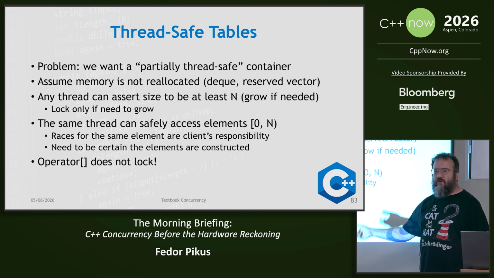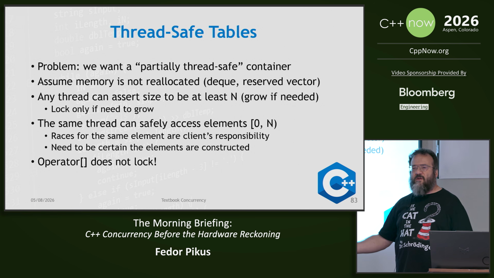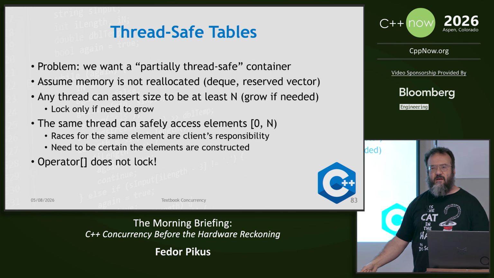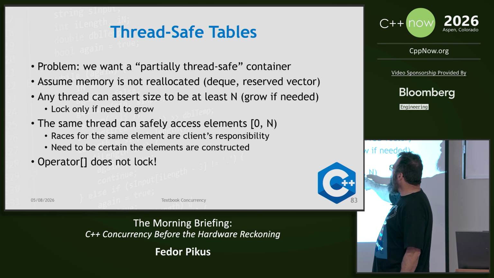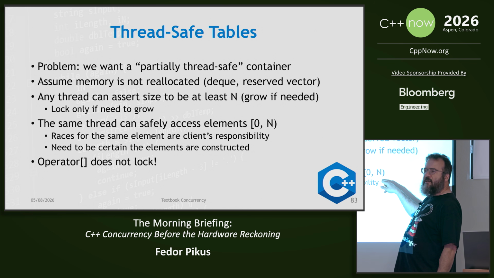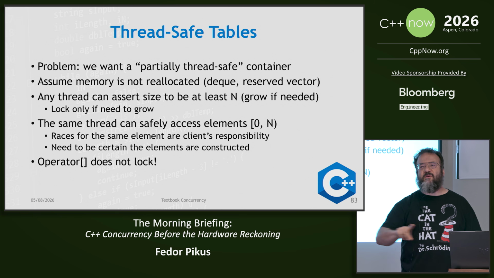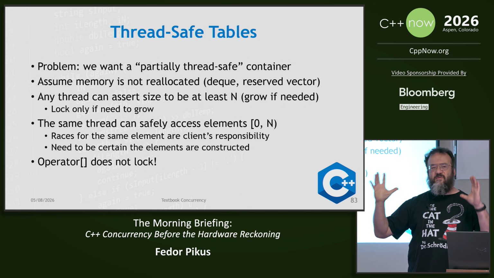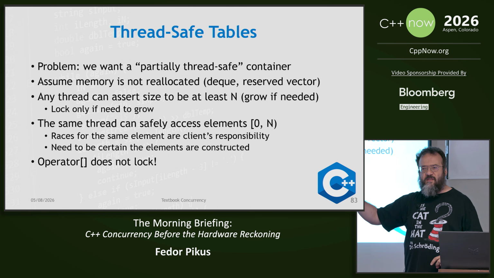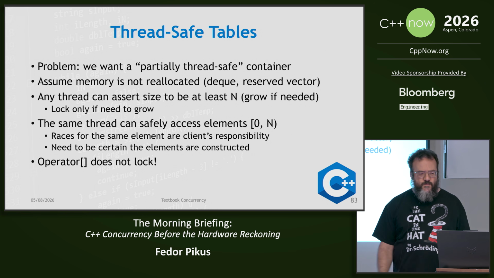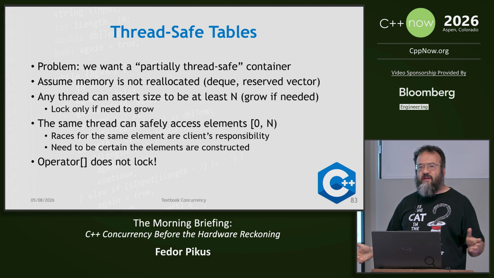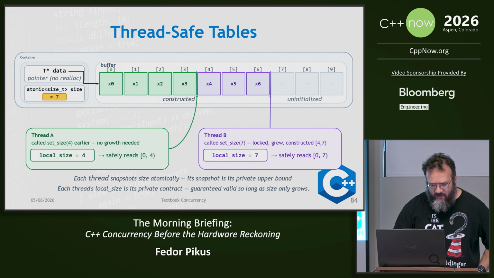If it doesn't have to grow, then it doesn't grow, but after you made that call to set size, you know that the size is at least n. You want to have the index operator that would index into this range from 0 to n, but for your index operator, you want to have no locks at all. So the operator square brackets is unlocked. The grow is locked, but only if it grows. So that's reasonable if you don't grow very often and index often. So how do you do that?